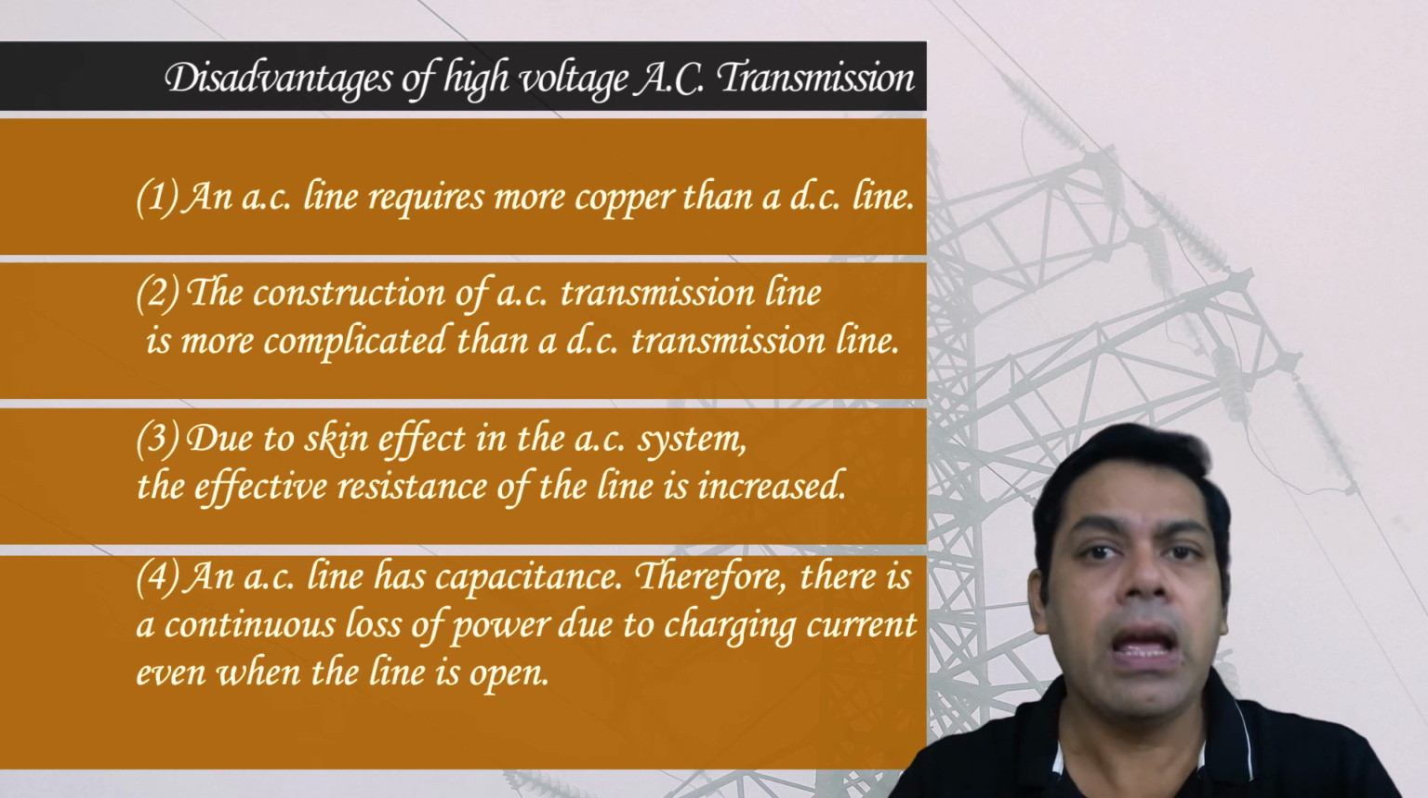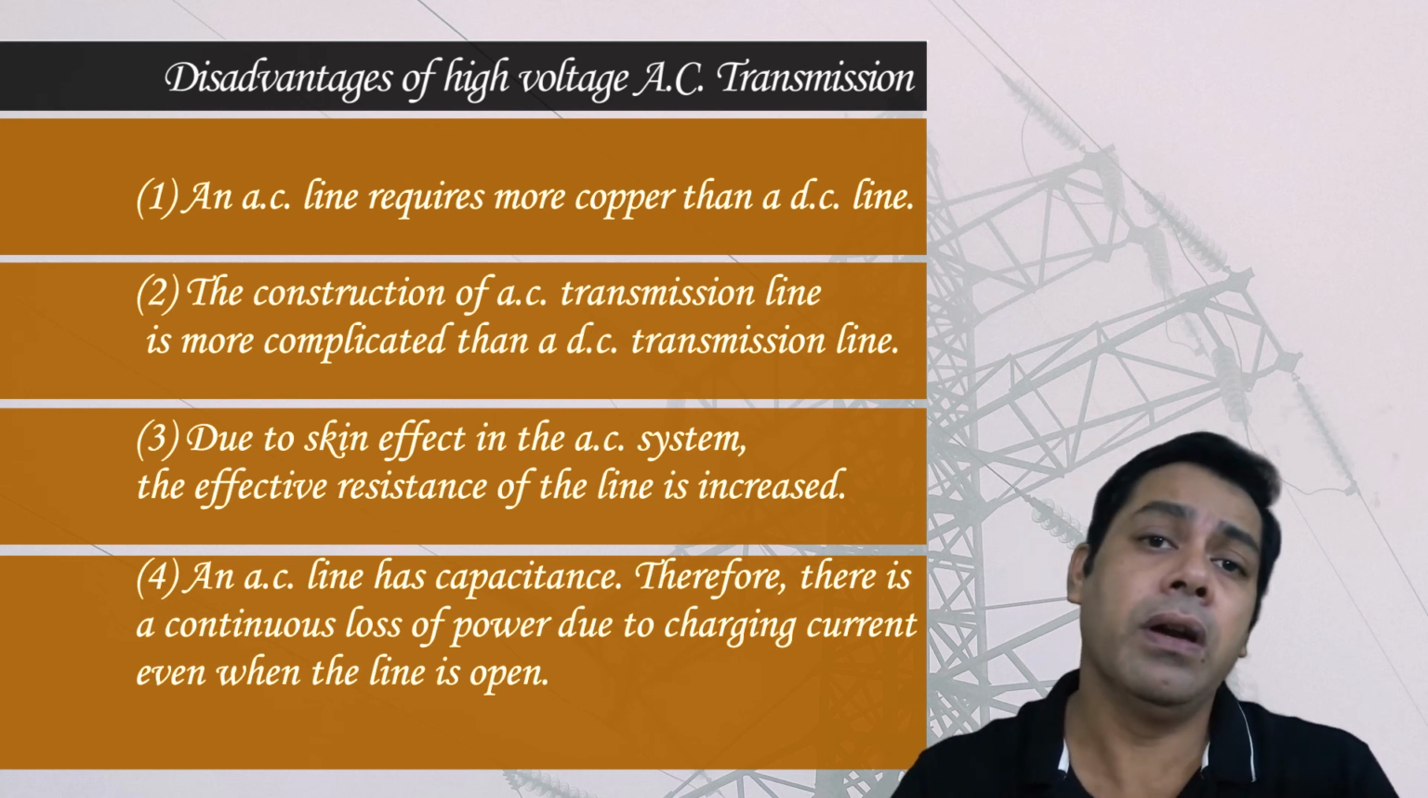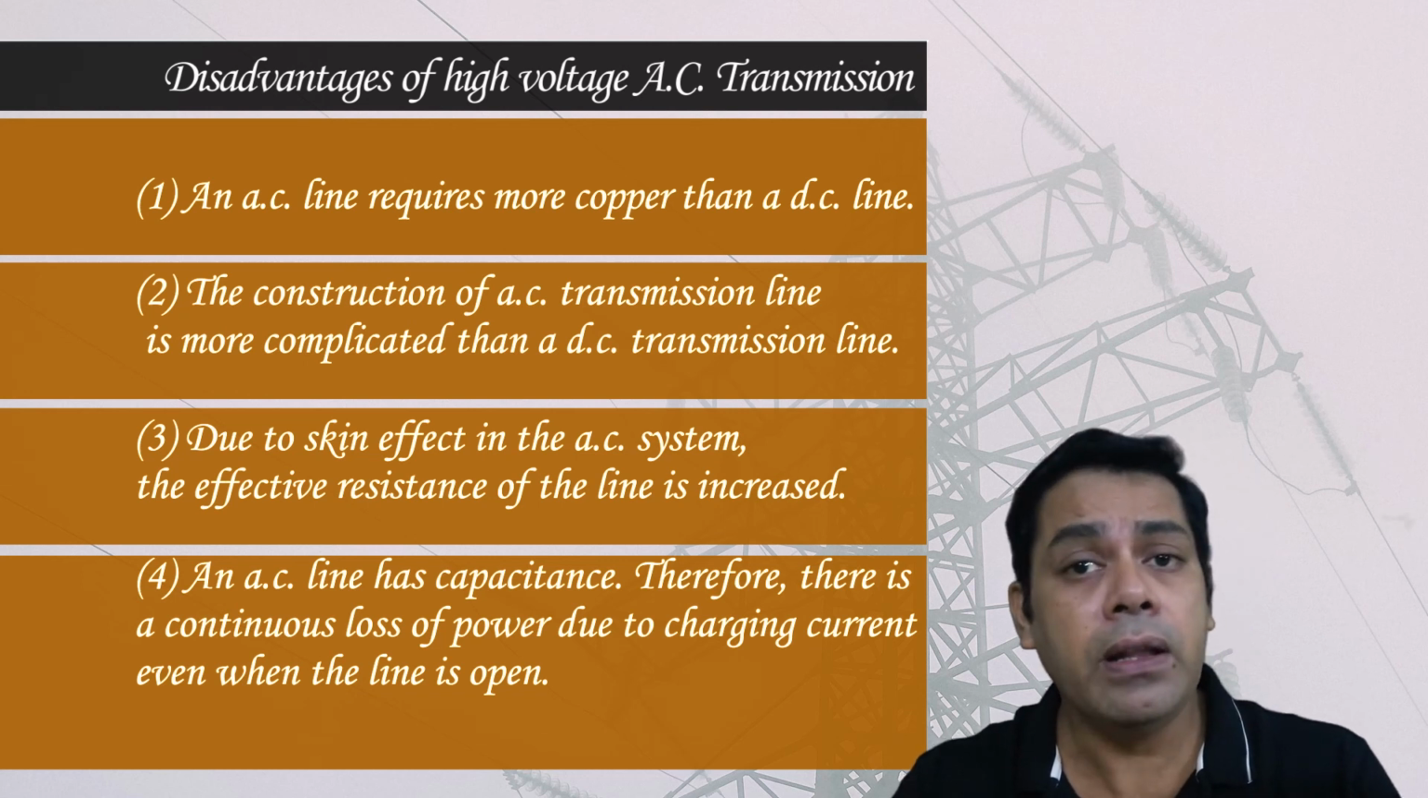Number 4, an AC line has capacitance. Therefore, there is a continuous loss of power due to charging current even when the line is open.